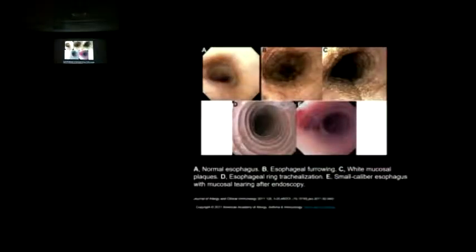This is the classic kind of findings when they look through endoscopy. With A being the normal, and then you see the furrowing, the white mucosal plaques, the tracheal ring, and then on E, that's where there's a smaller caliber, where they have this mucosal tearing because they put the scope through. It's really not a subtle disease, especially in more advanced stages. They usually can just look and identify whether you have it or not.